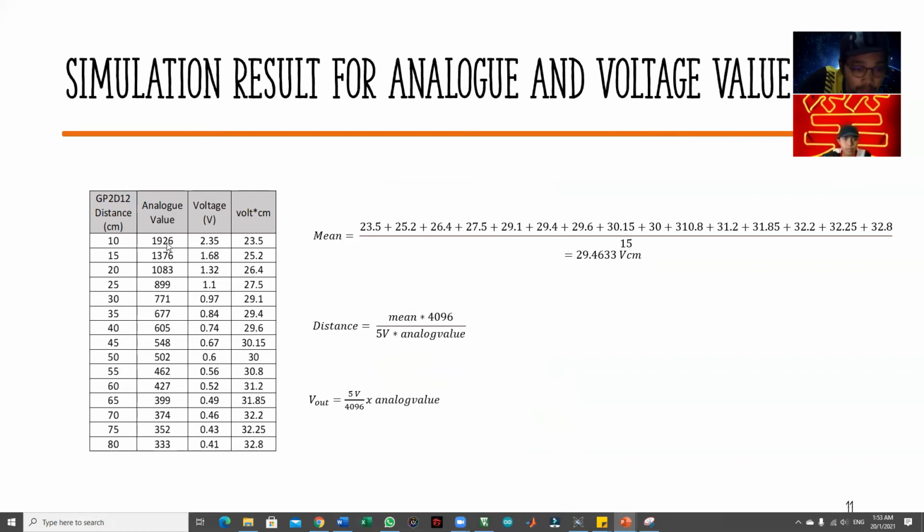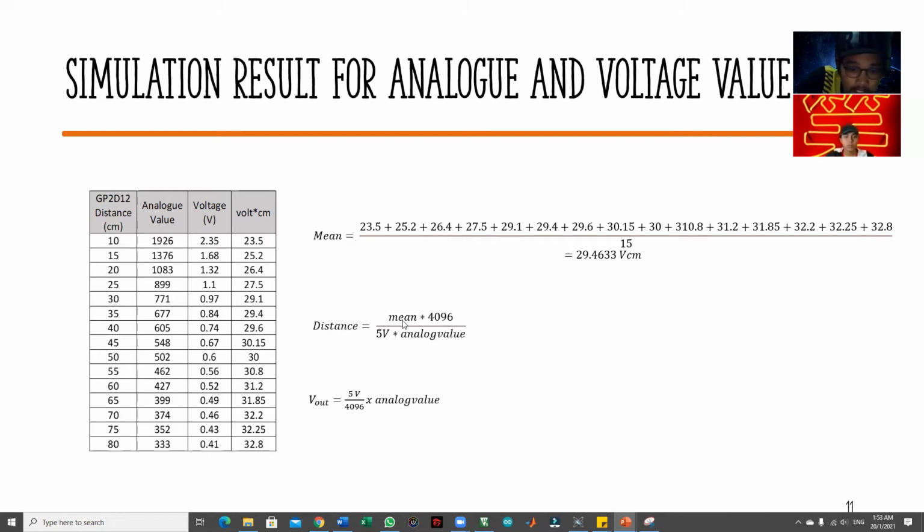the maximum of 190, 26 and 333, and this is the voltage value, and this voltmeter times centimeter. By that we can get this value, we add up together and we get the mean value divided by 15, we get the 29.463. This is what I meant before in the flowchart.